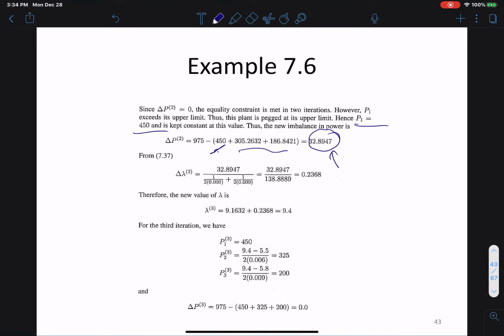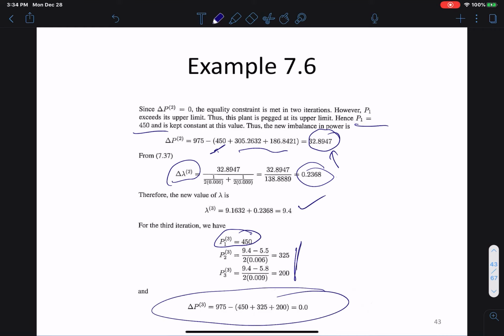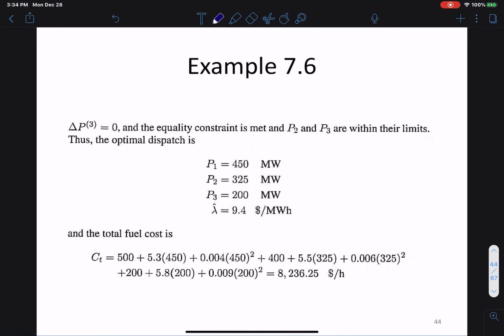So I have to do one more iteration over here. This iteration is delta lambda 2 again. I have this value here and add it to the previous one. Then I see, look at here, I'm not changing that one. Then I found that my other 2 should generate 325 and 200 megawatts, and if I put it back together, delta P is 0, which means I reach the solution, right? So now my power plants should generate 450, 325 and 200 megawatts, and my incremental fuel cost is this. If I put it back into the equation over here, this is the total cost of my 3 power plants generating 925 megawatts.